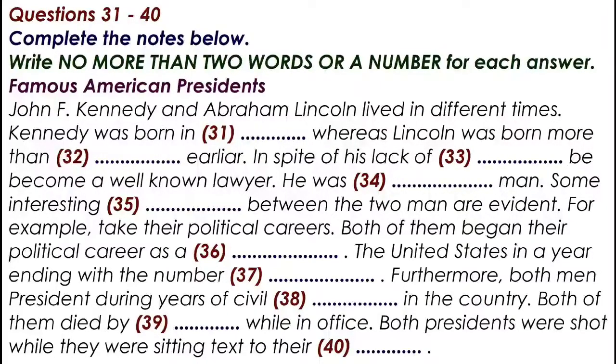Lincoln was elected to the U.S. House of Representatives in 1847. Kennedy was elected to the House in 1947. They went to the Congress just 100 years apart. Another interesting coincidence is that each man was elected President of the United States in a year ending with the number 60. Lincoln was elected President in 1860, and Kennedy was elected in 1960.